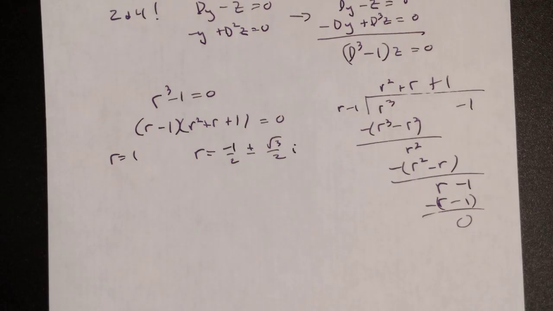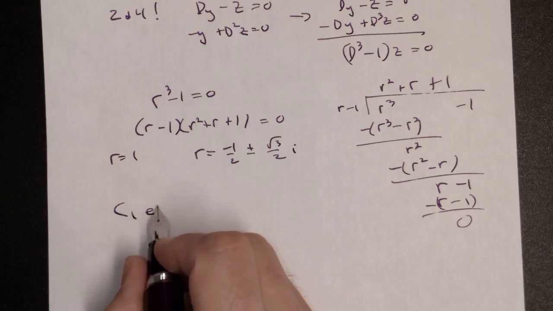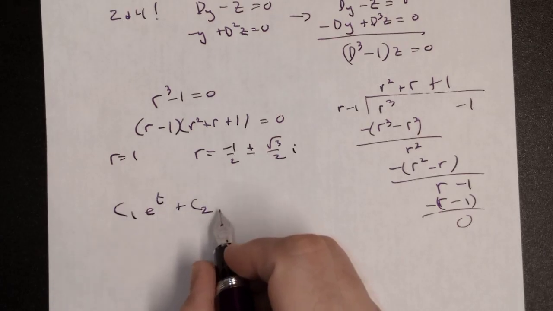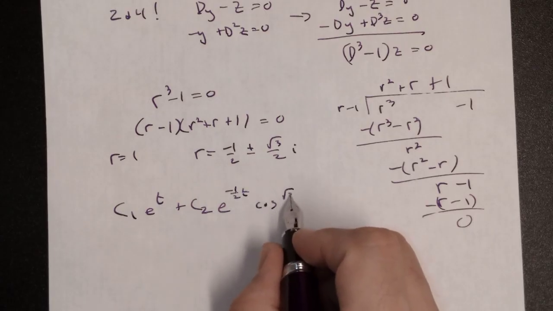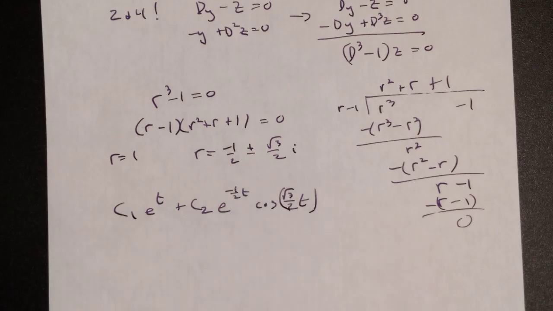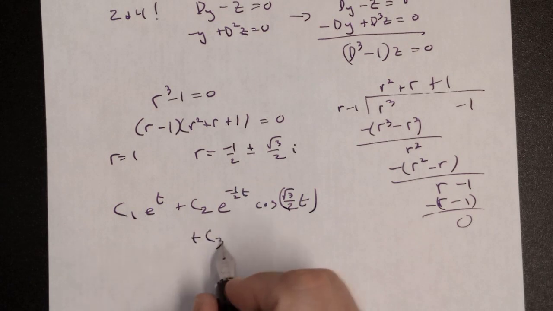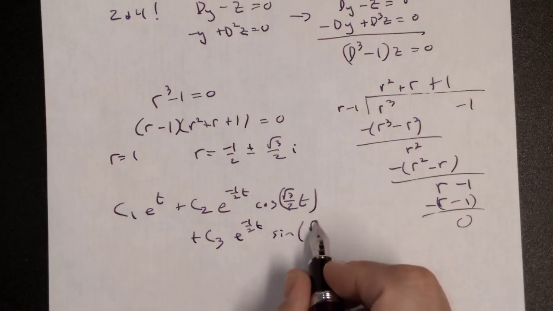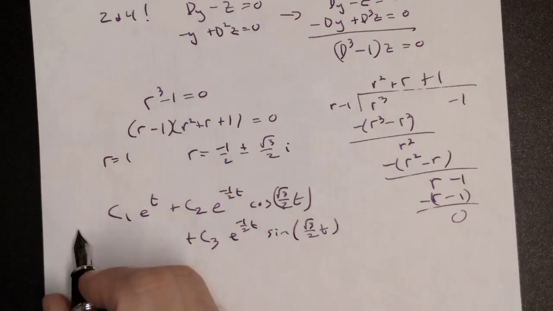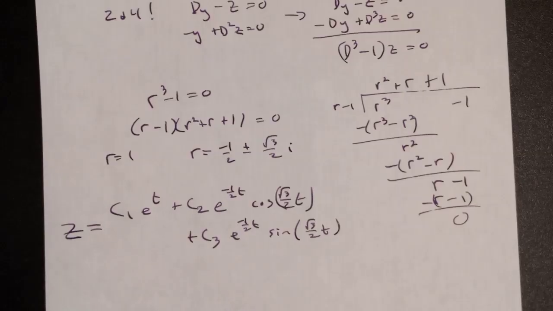Which means I have C1, C2, C3. I have C1 e to the t, C2 e to the minus 1/2 t cosine root 3 over 2t, and C3 e to the minus 1/2 t sine root 3 over 2t. And this is z. Now what?